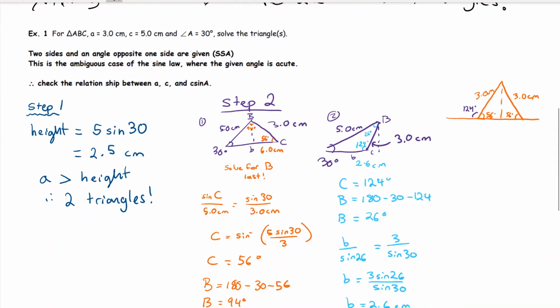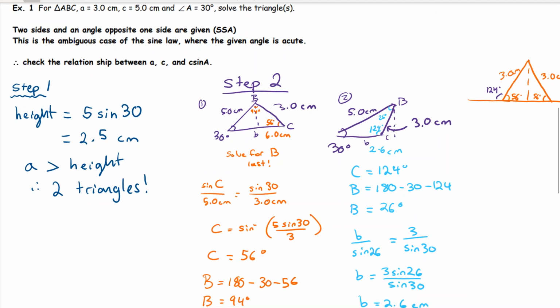In my next video, I will show you an example of what happens when you're given two sides and the angle opposite is not acute. What happens when it is obtuse?